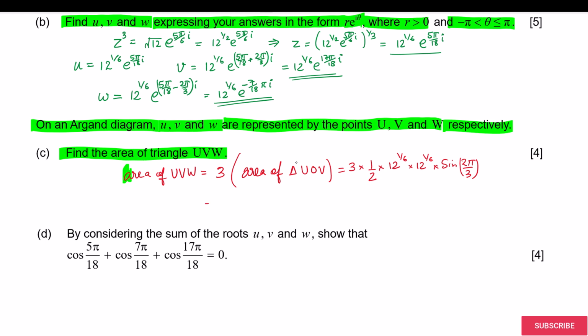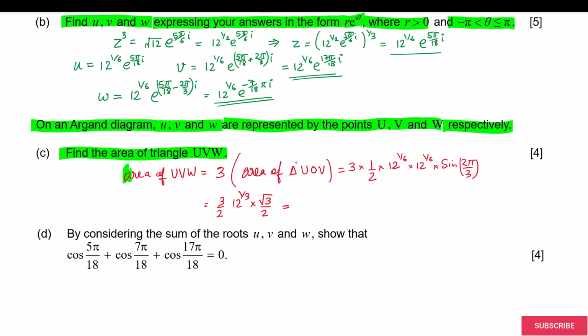So this becomes 3 over 2, 12 to the power 1 over 6 twice, which is 12 to the power 1 over 3, and then sine of 2 pi by 3. Sine of 2 pi by 3 is sine of pi minus pi by 3, which is sine pi by 3. Sine pi by 3 is root 3 by 2, so it is root 3 over 2.